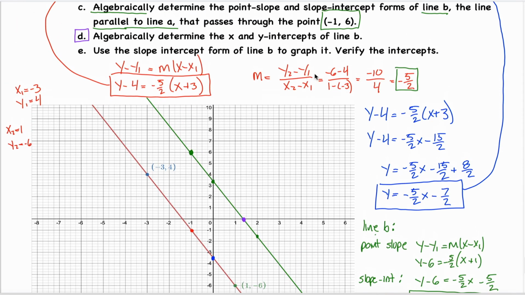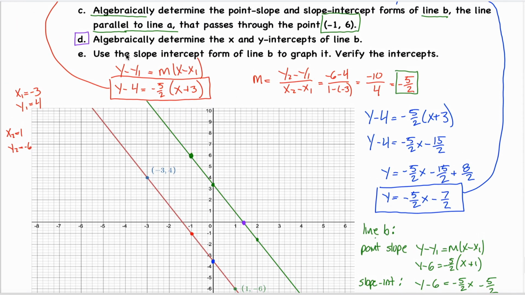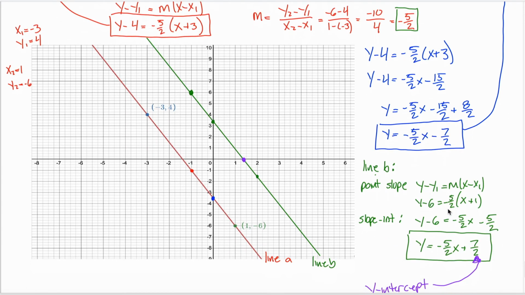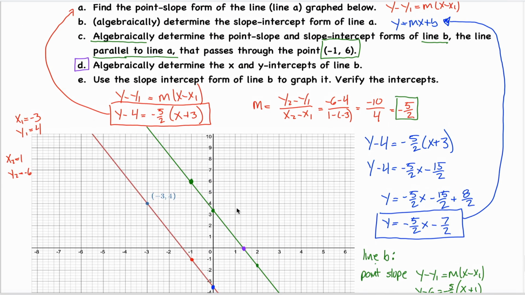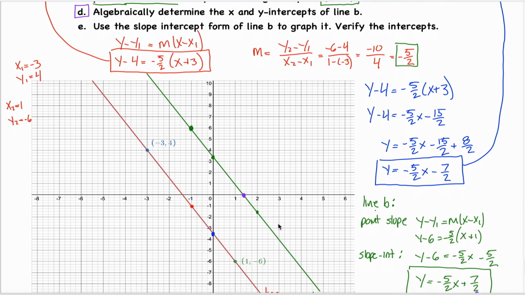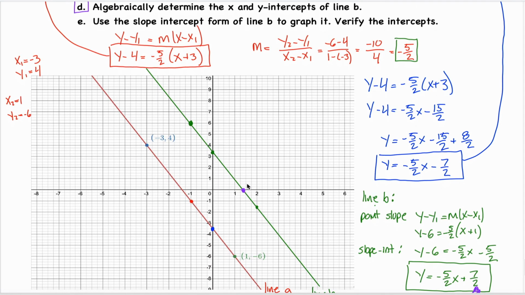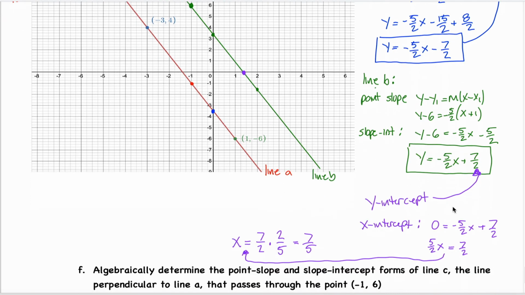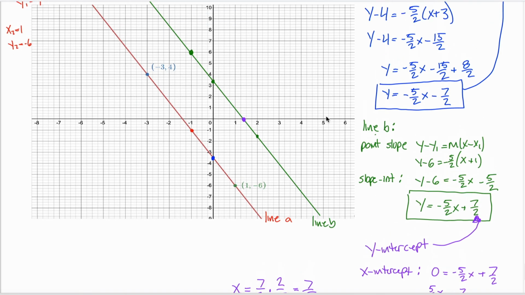The final thing that I was supposed to do here is to use the slope-intercept form of line B, this y equals negative 5 halves x plus 7 halves, to come up with the graph that's shown in green. But I think I already did that. I just kind of did things out of order. And then once you have this graph, you can verify the x and the y intercepts and make sure they show up about where they should based on the calculations we did. But I've already done that as well.